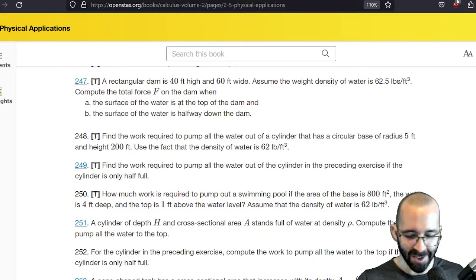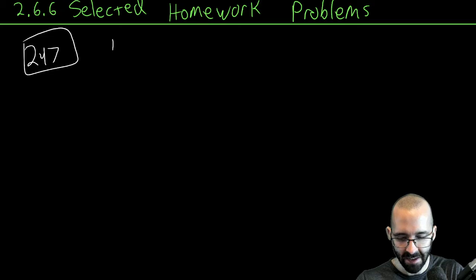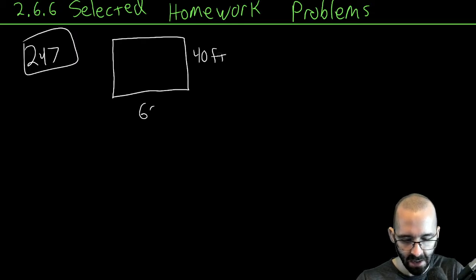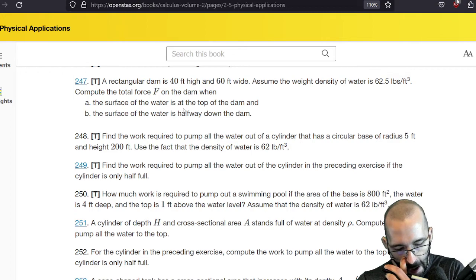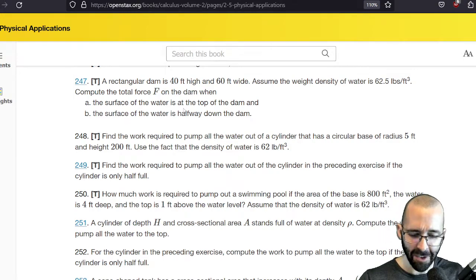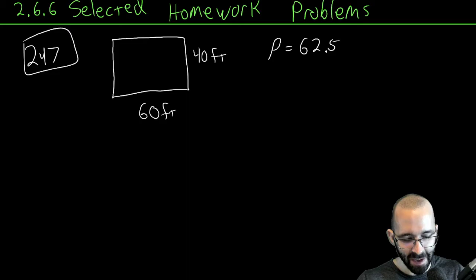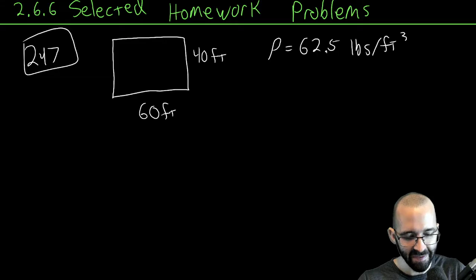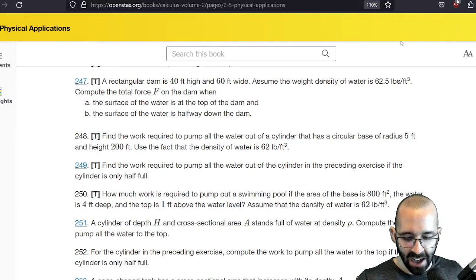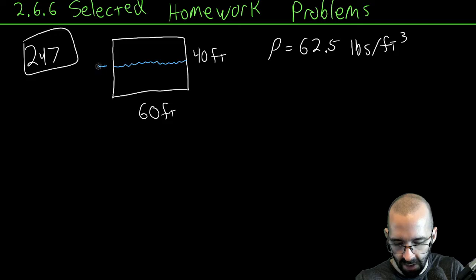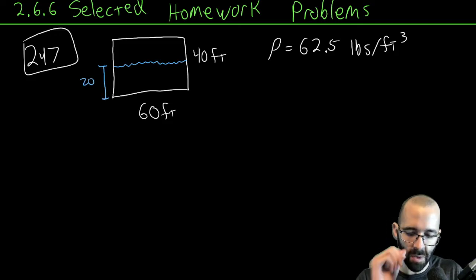A rectangular dam is 40 feet high and 60 feet wide. Assume the weight density of water is slightly different than what we've been doing in the lecture videos. They probably took this problem from somebody else. And compute the total force on the dam when the surface of the water is halfway down the dam. So this is where the water is. Halfway down, this is only 20 feet.